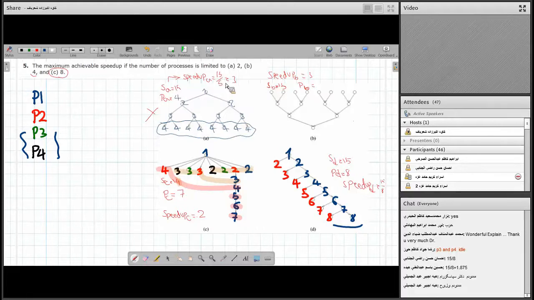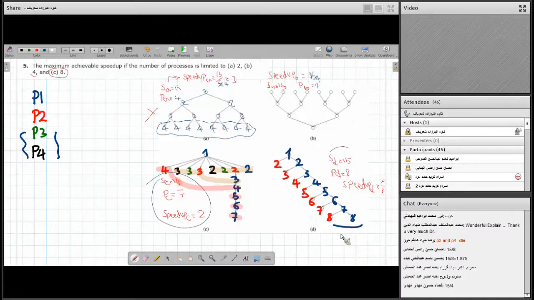Therefore PA equals 4 and speedup 15/4. And the same for this part: PB is 4 and speedup 15/4. These numbers for figure C and figure D are the same as the previous states.